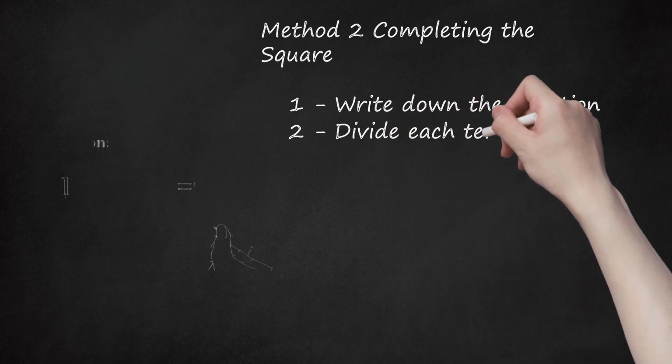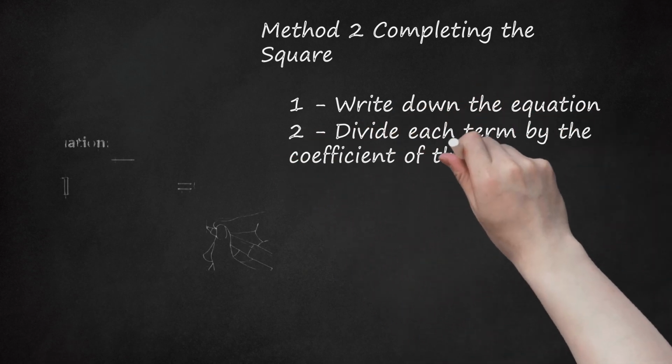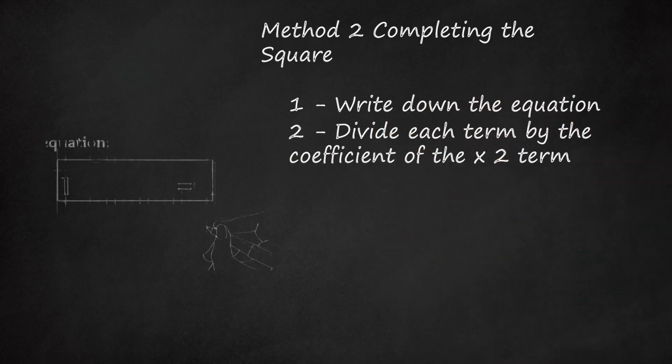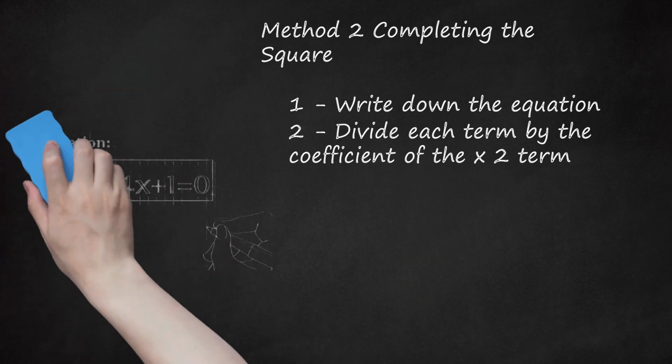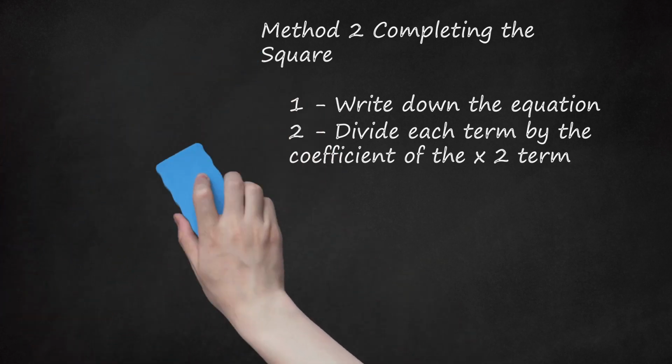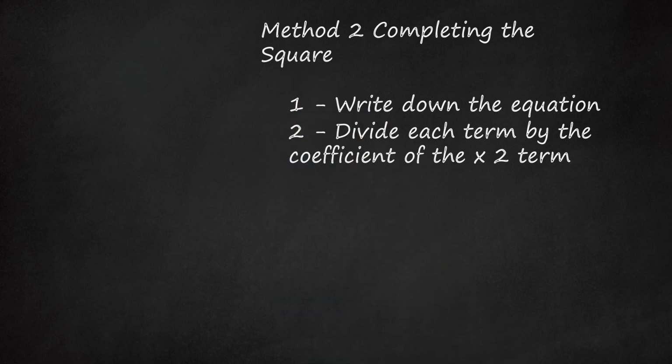2. Divide each term by the coefficient of the x² term. In this case, the coefficient of the x² term is 1, so you can skip this step. Dividing each term by 1 would not change anything. Dividing each term by 0, however, will change everything.